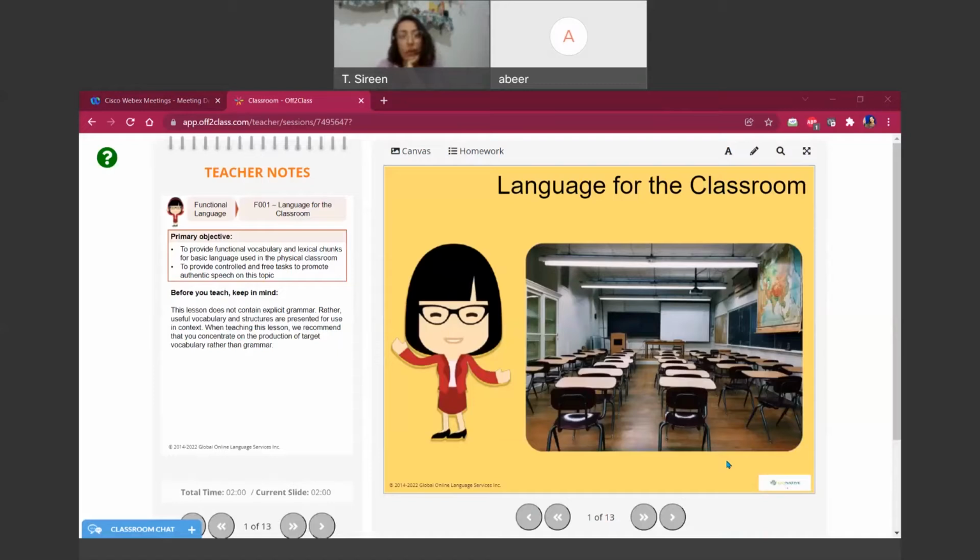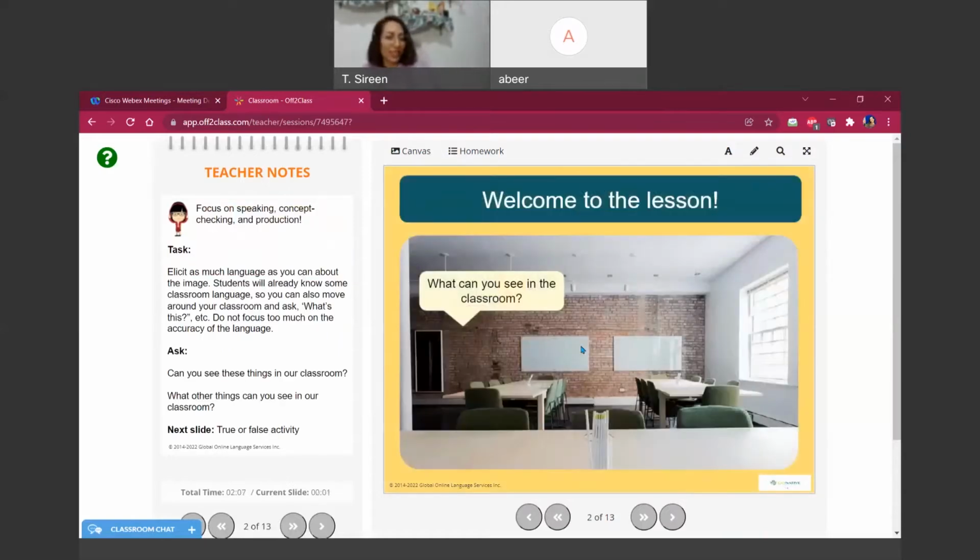Okay, language for the classroom. So when we are in the classroom, what's the language that we may use? So welcome to the lesson. For example, I am the teacher. You are the student. Okay. So Abir, welcome to the lesson. So what can you see in the classroom? For example, if we are in this classroom, so what can you see?